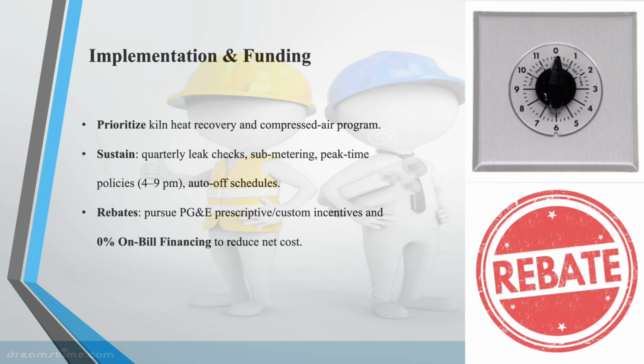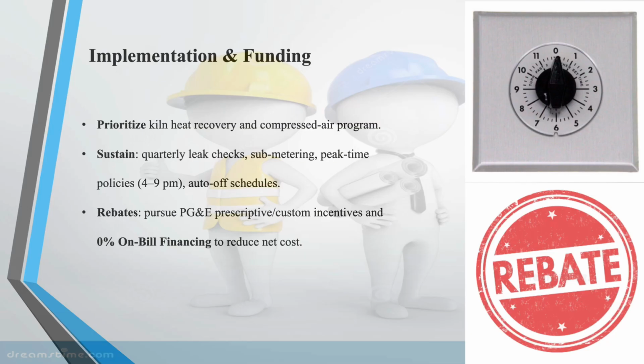For the implementation and funding, to execute this plan, we recommend the following strategy. The first one is the priority. Start immediately with the furnace heat recovery and the compressed air fixes. They offer the quickest return on investment. The second is the maintenance. We must maintain the savings by performing a quarterly leak check and enforcing the strict shut-off policy during the peak hours from 4 p.m. to 9 p.m.